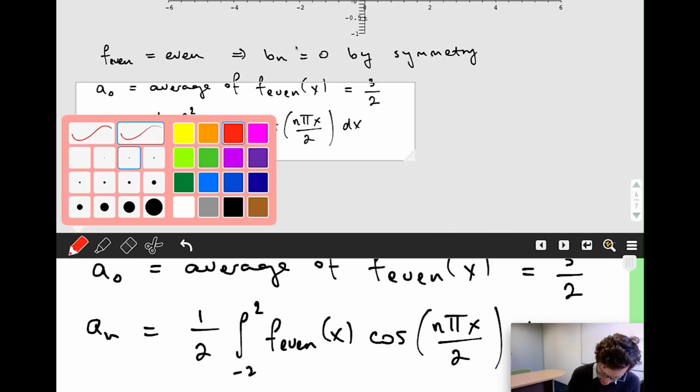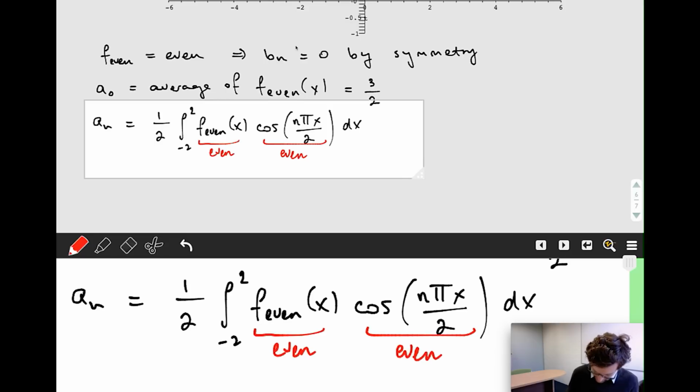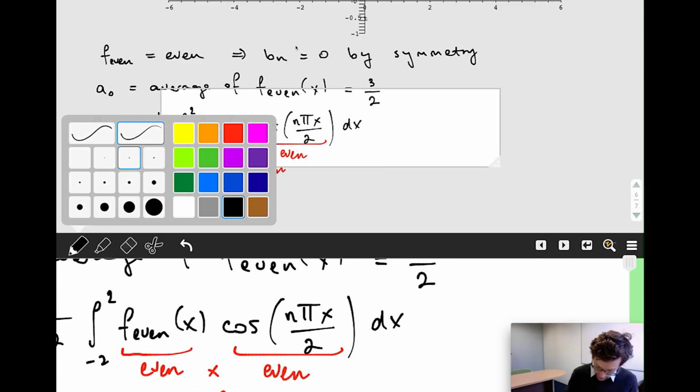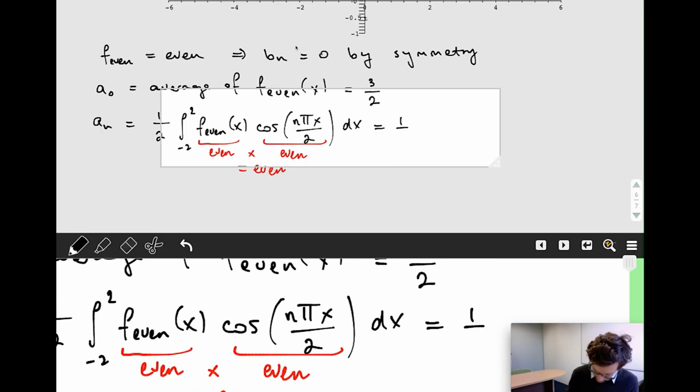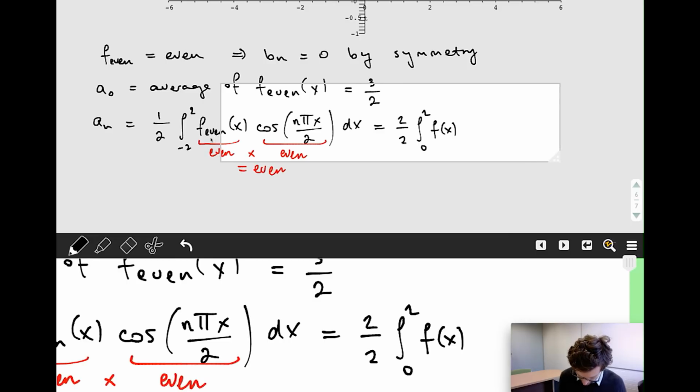Again, I'm going to make use of symmetry here. This is an even function, and this is an even function. Even by even is even. So I can replace this integral from minus 2 to 2 with twice the integral between 0 and 2. And again, the advantage of that is that now f of x is the same as f even of x. F of x and f even x are the same between 0 and 2. So I can use my original formula for f of x.